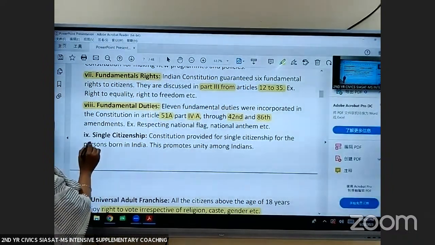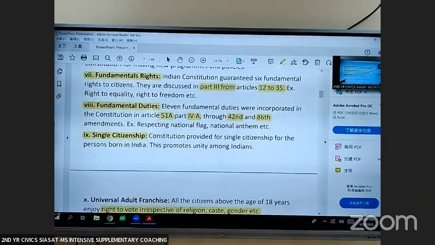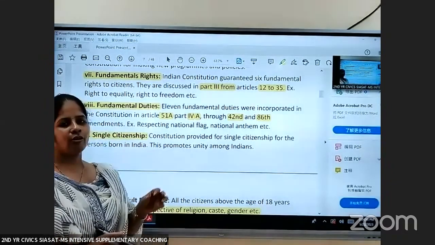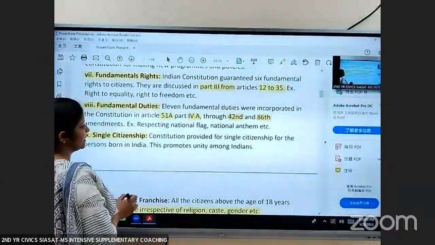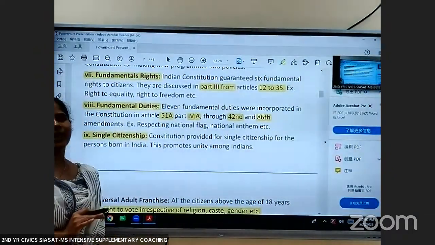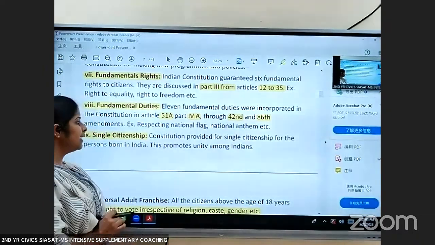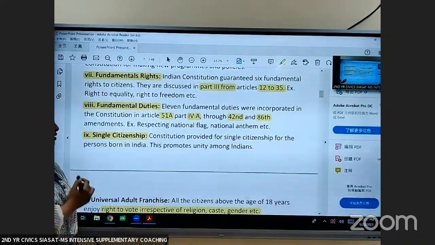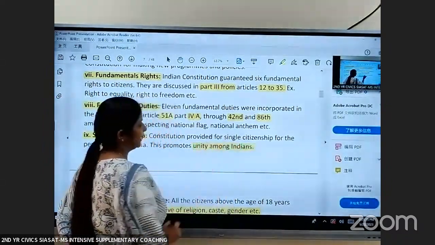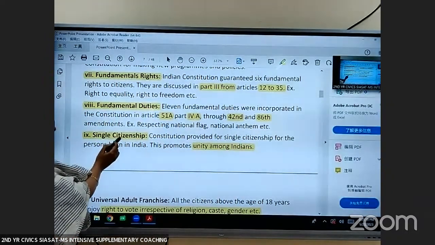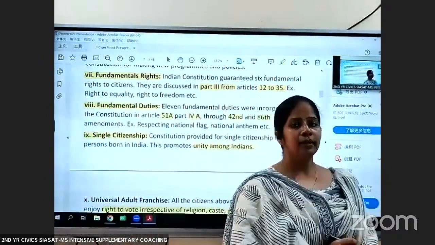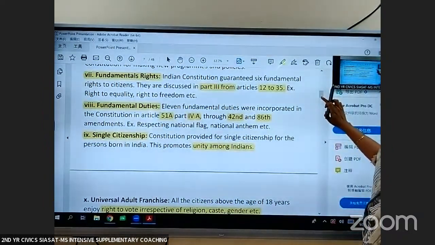Then the next is single citizenship. This is one of the features of a unitary form of government. I told you, every person, irrespective of place of birth, whether he is born in Kashmir or Kerala or Hyderabad, anywhere, is considered a citizen of India. His regional identity does not have any importance. It is a feature of a unitary form of government, but India has adopted this feature to promote unity among the Indians. So every person who is born in India will be an Indian, irrespective of the region he is born.